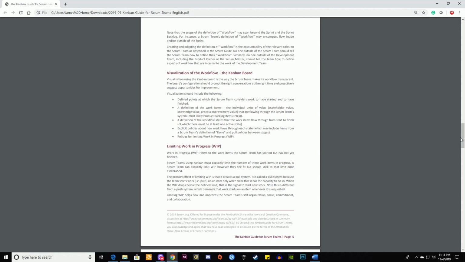No one outside of the Scrum team should tell the Scrum team how to define their workflow. Similarly, no one outside of the development team, including the product owner or the Scrum Master, should tell the team how to define aspects of workflow that are internal to the work of the development team.